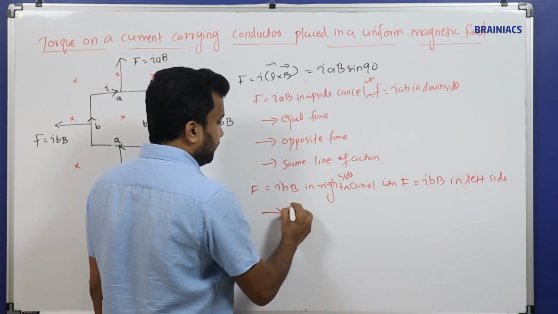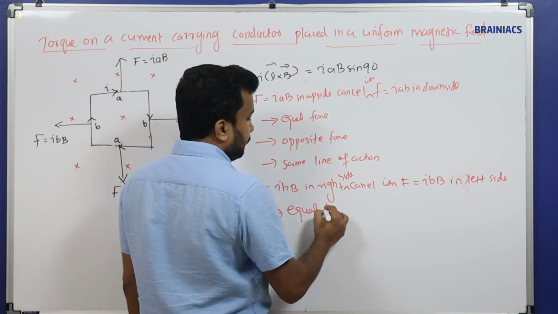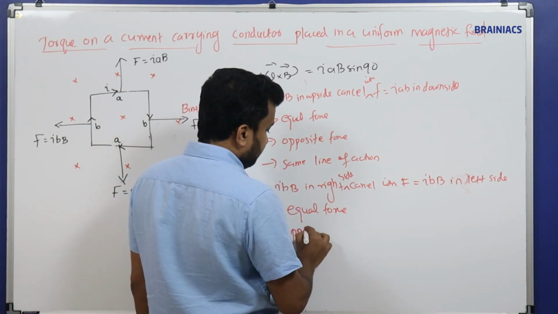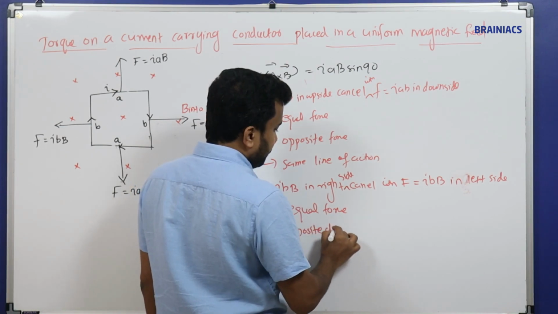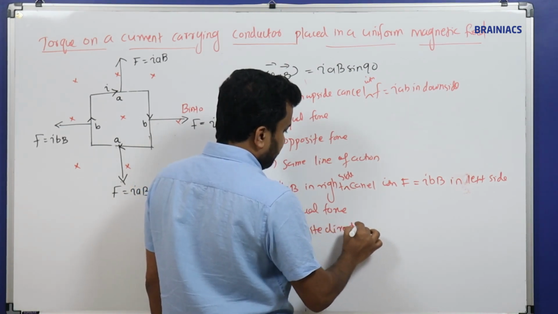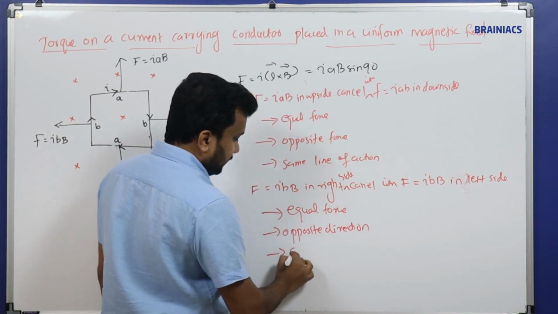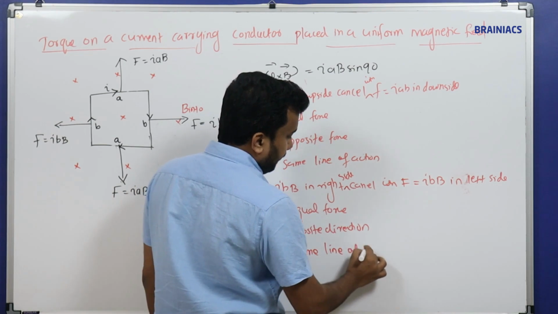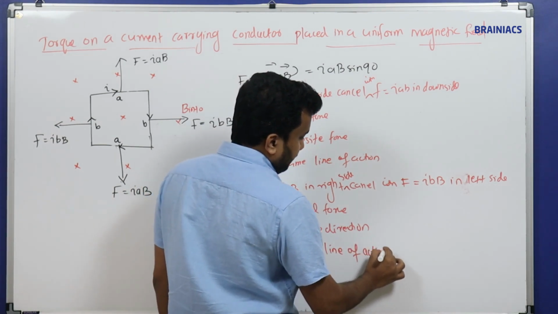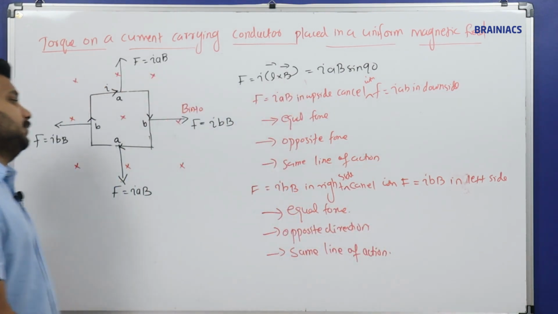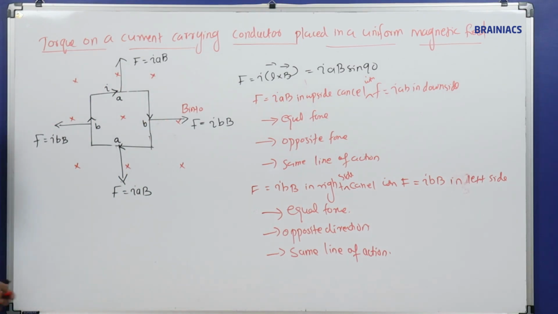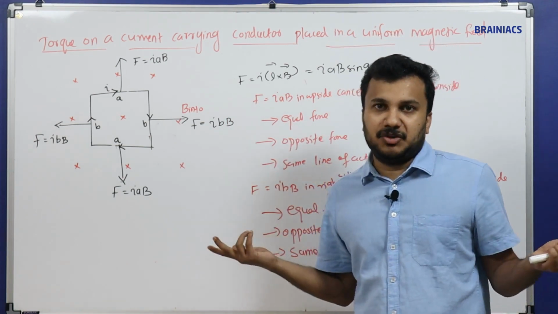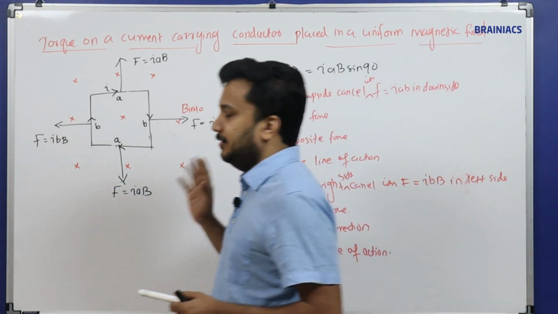Again the same reasons apply here. What are the forces? These forces are equal forces, in opposite directions, and on the same line of action. Because of these three points, all the forces will get cancelled out. And what happens to this coil? Nothing will happen. The coil will be at rest.